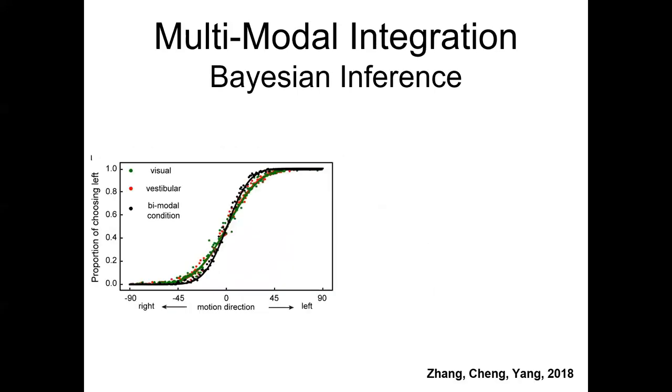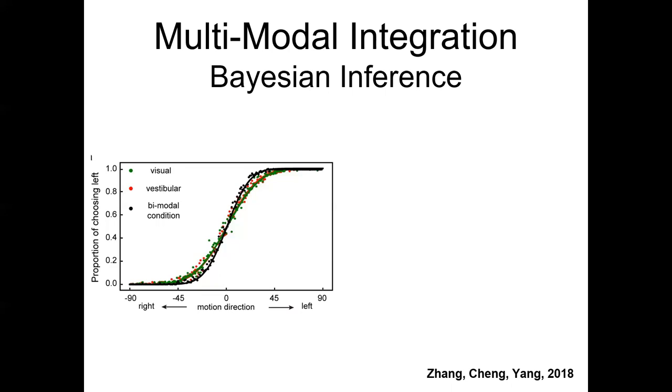And we trained our network to do this task, and we found something very similar. The model has two channels of input, right? One channel is visual input, and the other channel is vestibular input. And when we are training the model, we only use the unimodal inputs. We only tested the bimodal inputs condition after the models are trained.